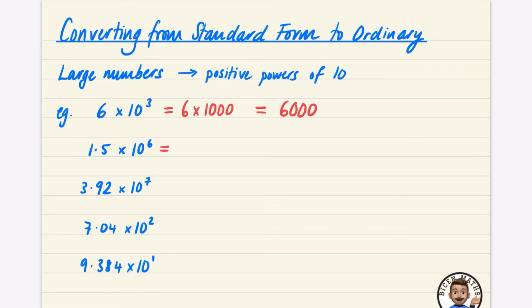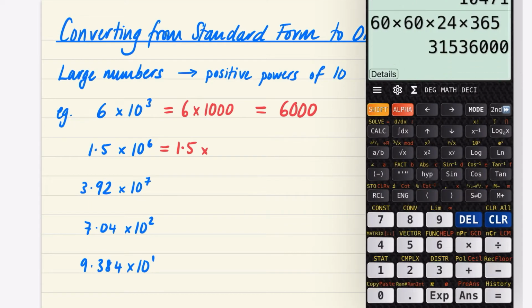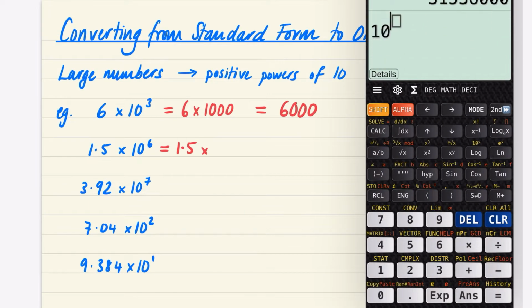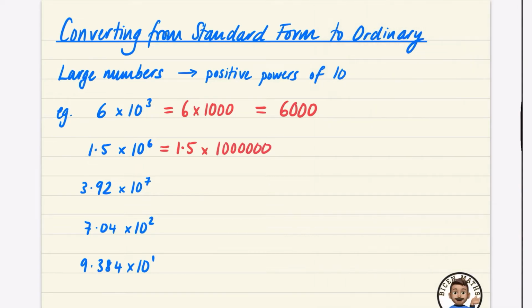1.5 times 10 to the power of 6. Well, that's 1.5 multiplied by 10 to the power of 6, which is a million. And I can show you this on the calculator. If I do 10 to the power of 6, you get 6 zeros afterwards. So 1, 2, 3, 4, 5, 6. So I'm going to do 1.5 multiplied by a million.